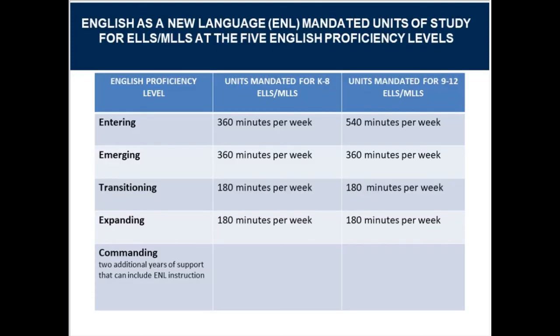The units of study basically establish the minimum instructional requirements for multilingual learners at each of the English proficiency levels, right? And they are entering, emerging, transitioning, expanding, and commanding. Here we have the mandated units for ELs, and as you can see in this table, students at the entering level are entitled to receive 360 mandated minutes per week for grades K through 8, and 540 minutes per week for grades 9 to 12. Emerging students receive 360 minutes per week.